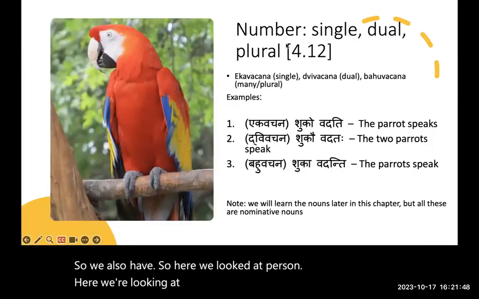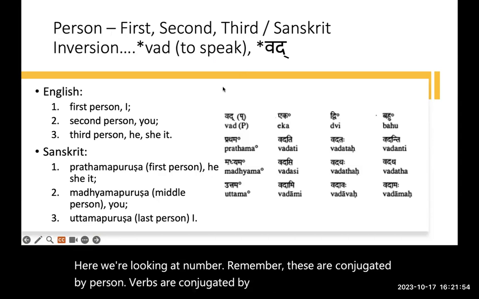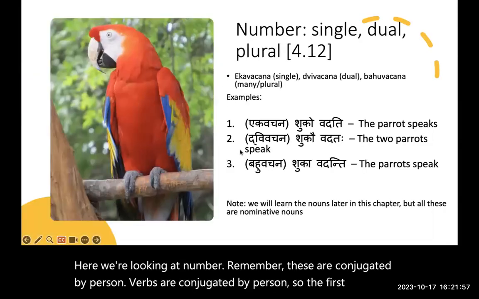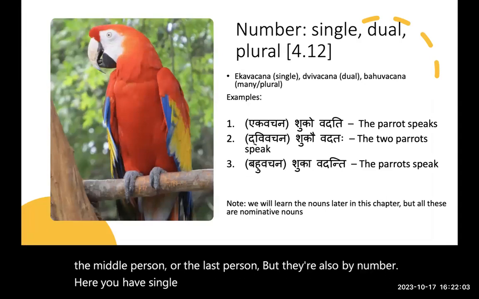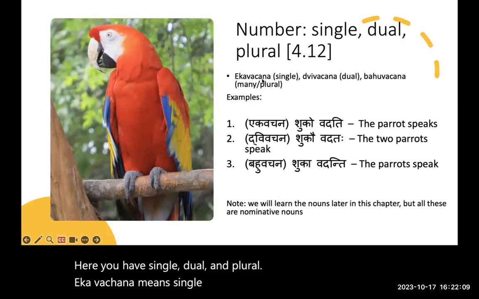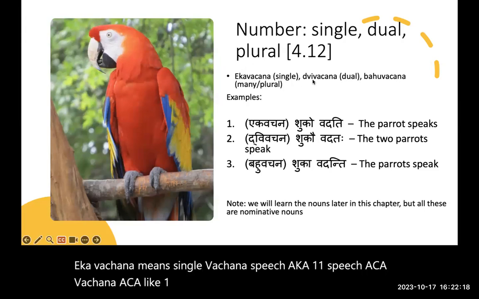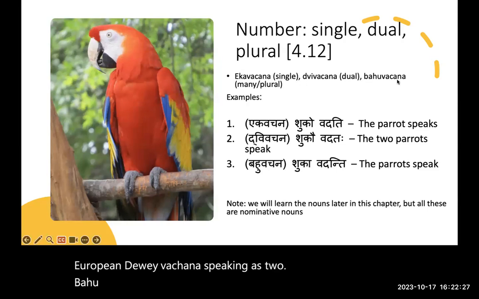So here we looked at person. Here we're looking at number. Remember, verbs are conjugated by person. So the first person, the middle person, or the last person, but they're also conjugated by number. Here you have single, dual, and plural. Ekavachana means single. Vachana, speech. Eka, one speech. Eka, like one. Dvi, two. Dual, you know that word, that's Indo-European. Dvivachana, speaking as two. Bahuvachana, the same, speaking as many.